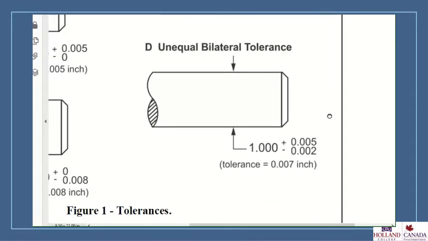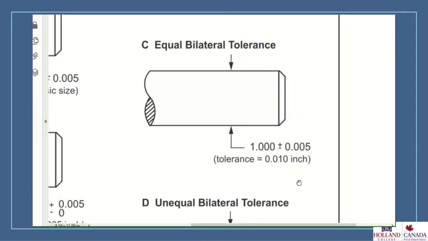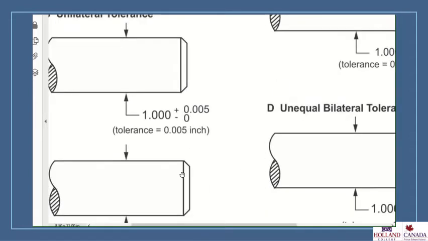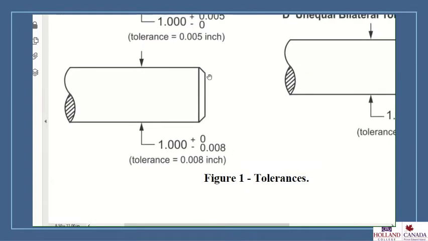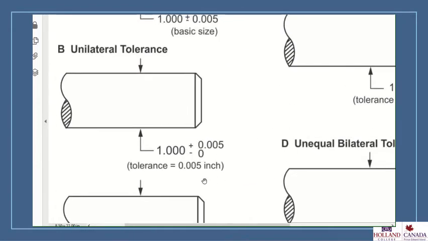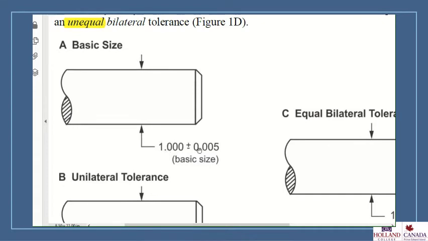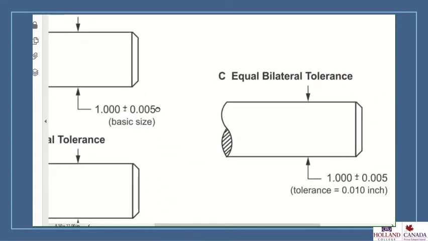If we look at our tolerance ranges, or our permissible variation, our total is 0.007 inches. Our total in our bilateral is 0.010 inches. Our total in our unilateral, 0.008 inches. Our other total in our unilateral is 0.005 inches. And here, again, this was just our basic size callout, which in this case is actually the same as the equal bilateral tolerance.